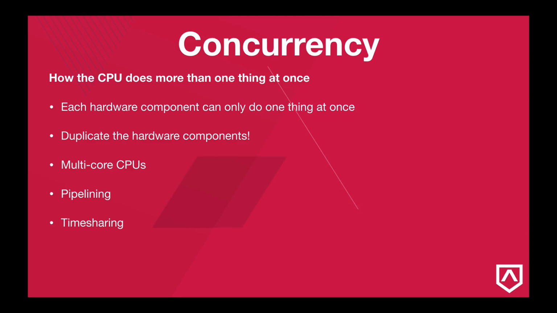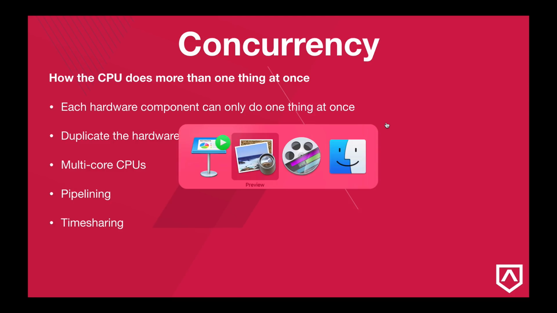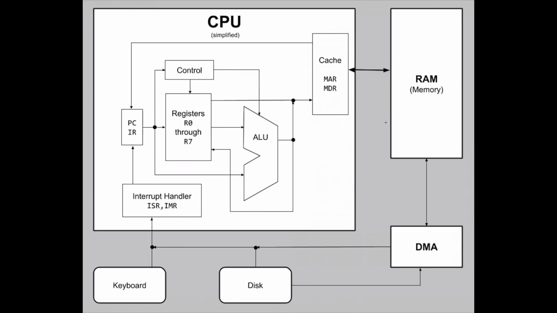Now, how do we get the CPU to do more than one thing at once? If we look at our CPU diagram here, we see that there are sets of wires connected to everything. There are wires going into the ALU and out of the ALU, but each set of wires can only hold one signal at once. We can't have multiple registers being fed in on the same set of wires because the electrical signals would trample on each other. So really the way to do this, if we want to have more than one ALU working at once, is to have more than one ALU.